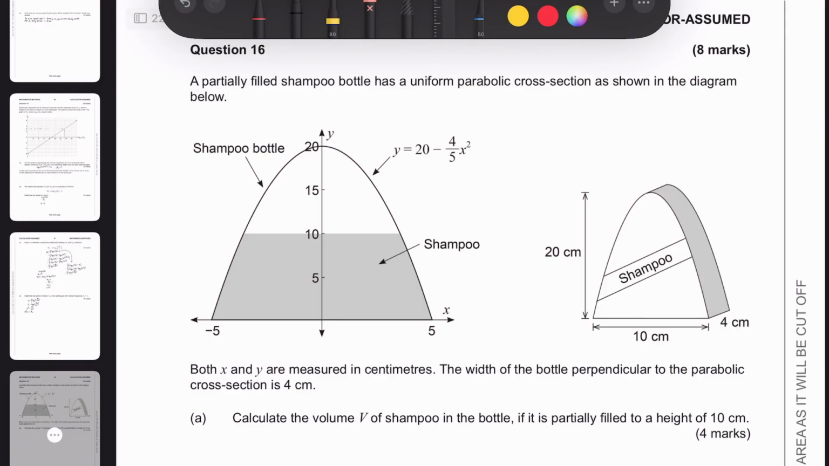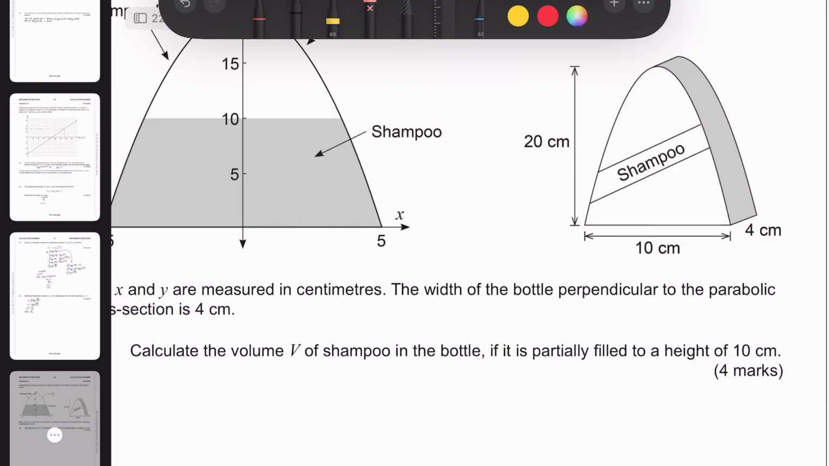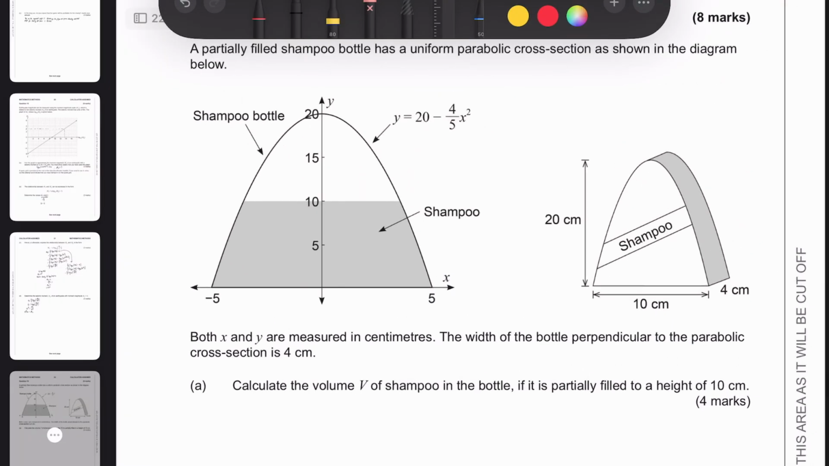Here we go, the shampoo bottle question. It's partially filled with a uniform parabolic cross-section as shown in the diagram below. Both x and y are measured in centimeters. The width of the bottle, perpendicular to the parabolic cross-section, is 4 centimeters. Calculate the volume of shampoo in the bottle. It is partially filled to a height of 10 centimeters.